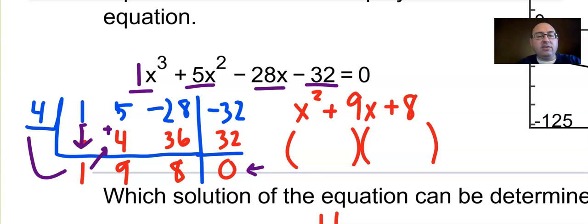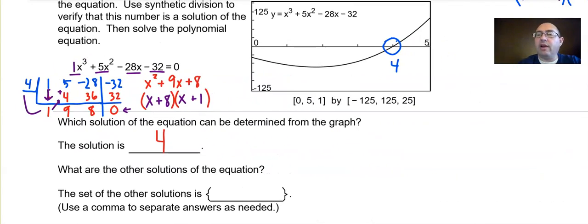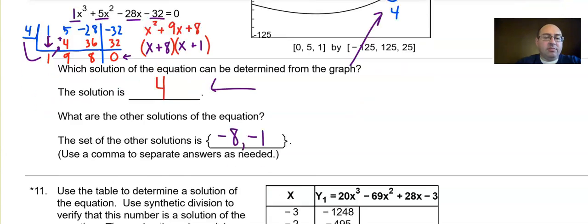We did. And so we factored it with x squared plus 9x plus 8. And then we can think about, what multiplies together to give me 8, but adds up to 9, and they both have to be positive so that I can get +9 when I add them together. And so we get something like this. And so now we know that the solution that we got from the graph, that's where the 4 came in. What are the other solutions? Well, if we set them equal to 0 and solve, we would get -8 and -1. Okay, so that takes us up to question 10.